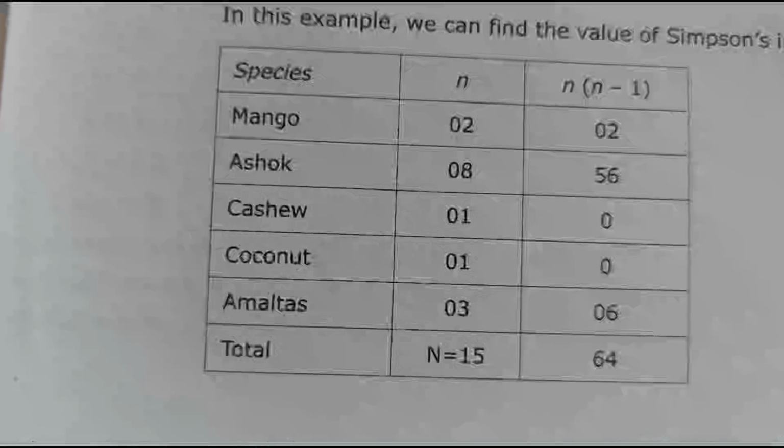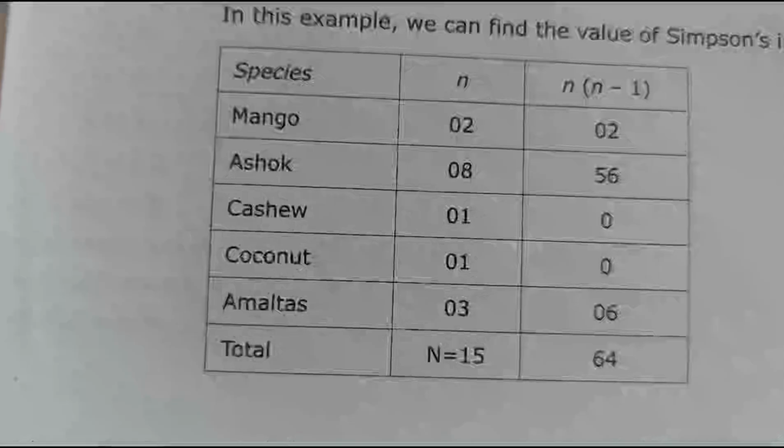So in this table, we have to total n: 2 plus 8 plus 1 plus 1 plus 3, which comes out to be N equal to the total number, 15, whereas n in bracket n minus 1 for mango is 2, for ashoka it is 56, for cashew it is 0, for coconut it is 0, and for amaltash it is 6. So the total comes out to be 64.